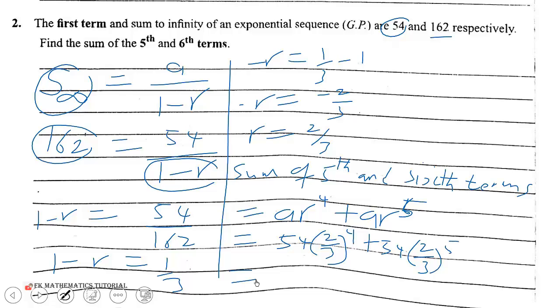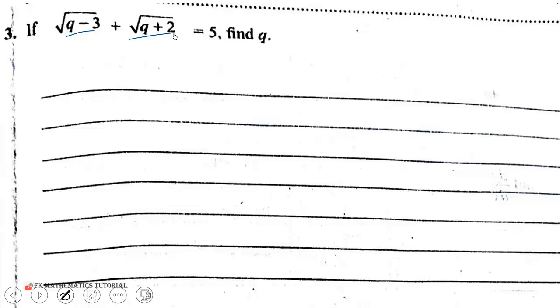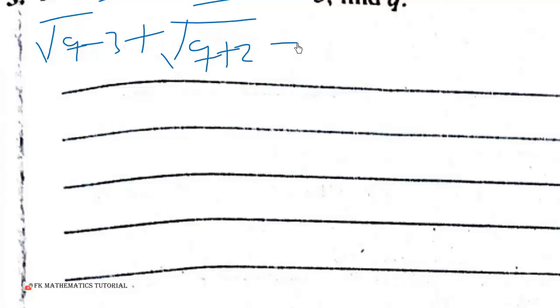So that will give us 160 over 9, which is equal to 17.777 recurring. So we have square root of q minus 3 plus square root of q plus 2 is equal to 5.